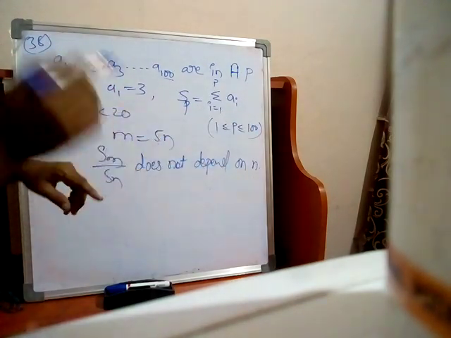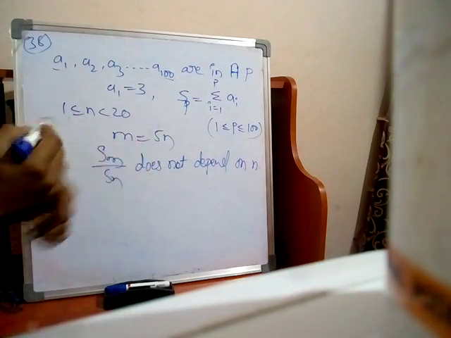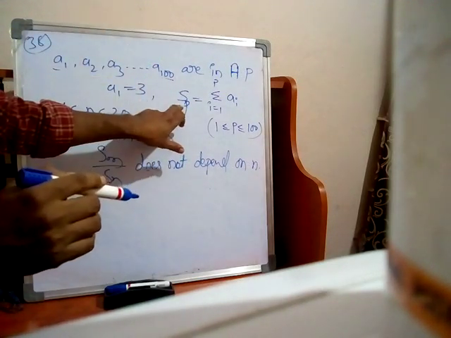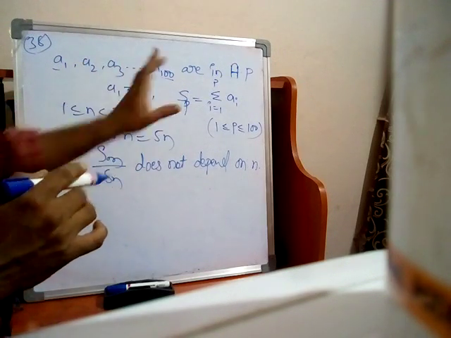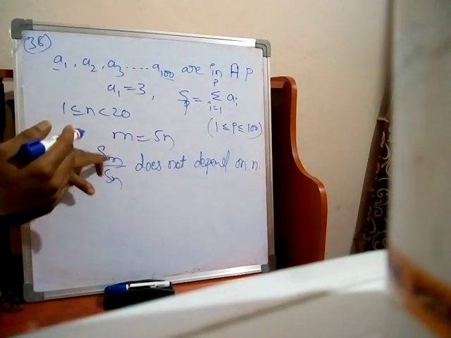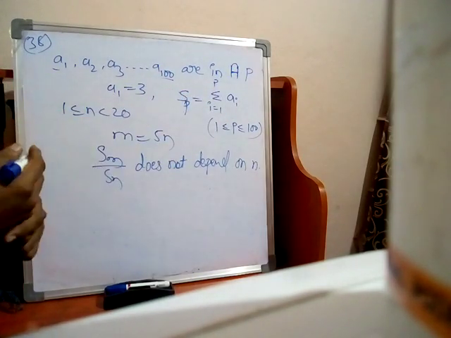So SP means sum of P terms. S2 means sum of 2 terms, meaning A1 plus A2. S5 means sum of 5 terms, A1 plus A2 plus A3 plus A4 plus A5, like that only. So Sm means sum of M terms, and Sn means sum of N terms.